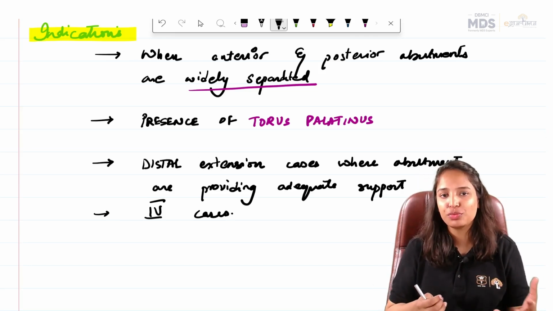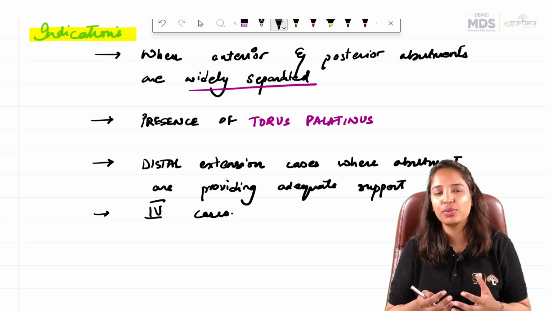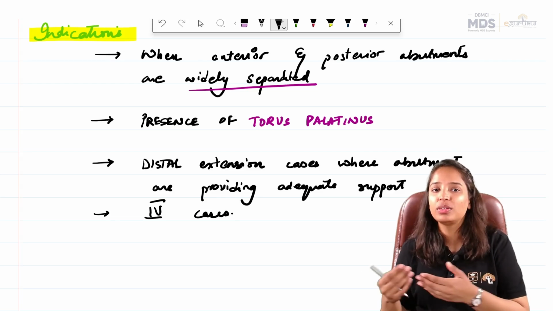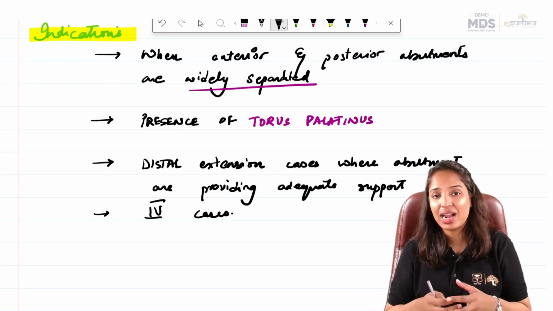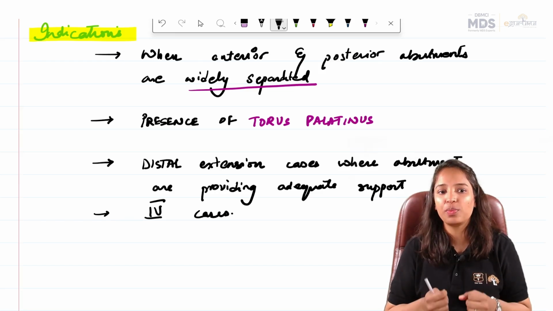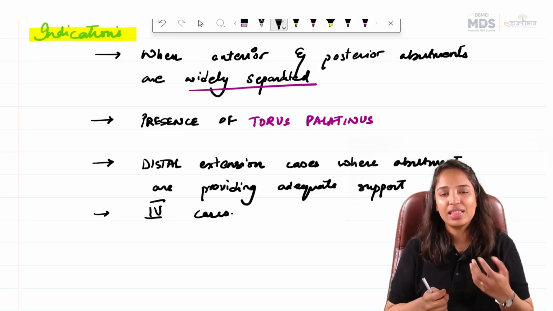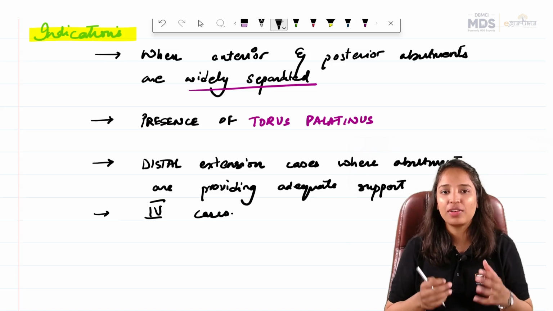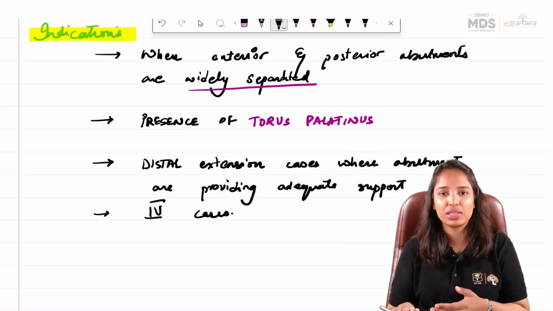If your tissue is fulfilling that major need for you, then it will be a more tissue supported prosthesis. And if your abutments are strong, healthy, and can provide you with very good support in that situation, you will have a more abutment supported prosthesis.